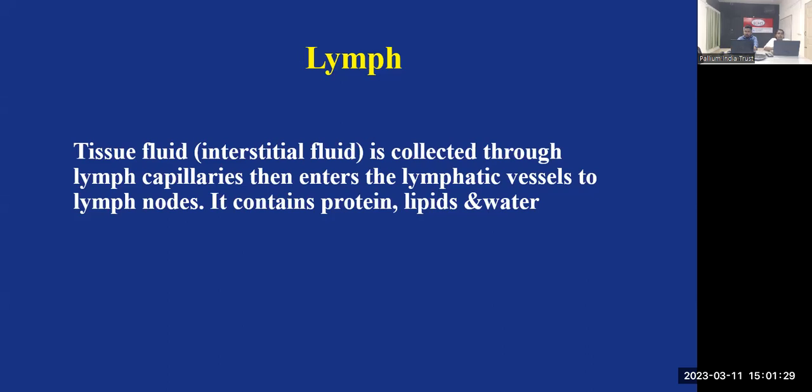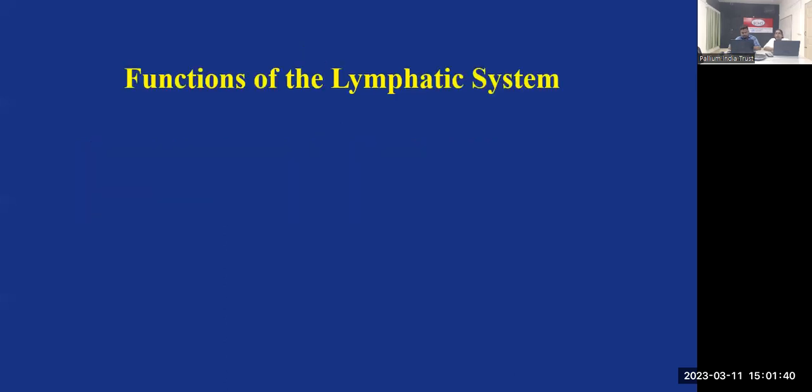So the lymph contains protein, lipids and water. So it is a tissue fluid or an interstitial fluid. So this is called lymph. So what are the functions of the lymphatic system? So I would like to hear from you all. So what are the major functions of the lymphatic system?